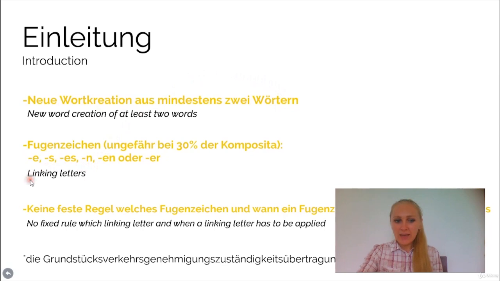The next one, here linking letters. In order to put together two words, we often use linking letters, or they are called Fugenzeichen in German. And there are about 30% of the compound words that have a linking letter. And those linking letters can be either E, S, E, S, N, E, N, or E, R.